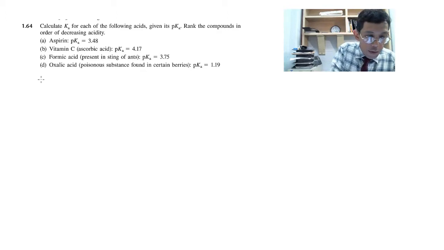Calculate Ka for each of the following acids given its pKa. Rank the compounds in order of decreasing acidity. Okay, so we have A, aspirin.